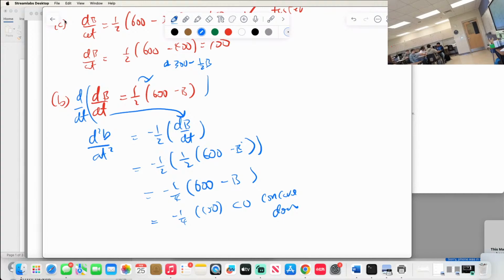Is this okay? What is B? B is a bear. They say I have 450 bears, so I'm gonna plug in 450. Because it's distributed 1/2 to 1/2, it'll be negative 1/4. And B is 450, so 600 minus 450 is 150.